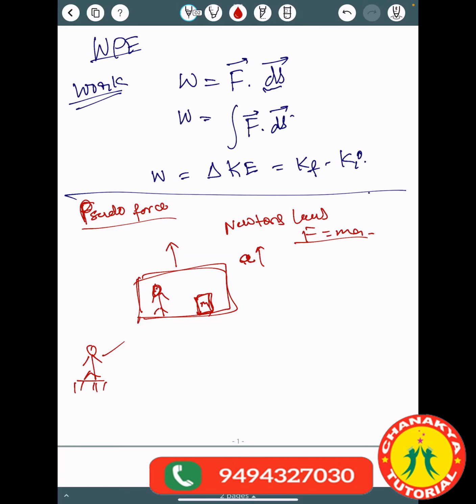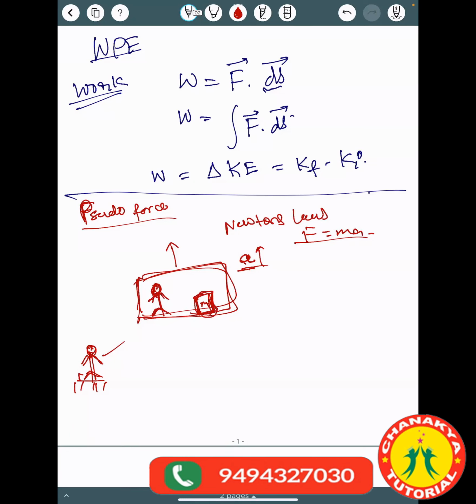You asked about the man's acceleration? See, there are two men, okay? One is sitting inside the lift, one is sitting on the ground outside. The lift is moving up with an acceleration A. Then if I ask the person sitting on the ground what is the acceleration of this block inside the lift, he will say it is A, correct? If you ask the person sitting inside the lift, he will say this block is at rest, right?